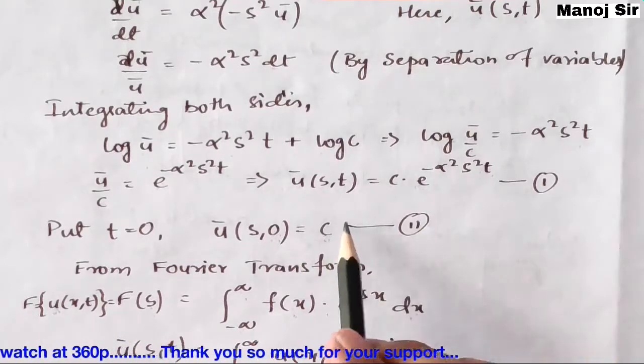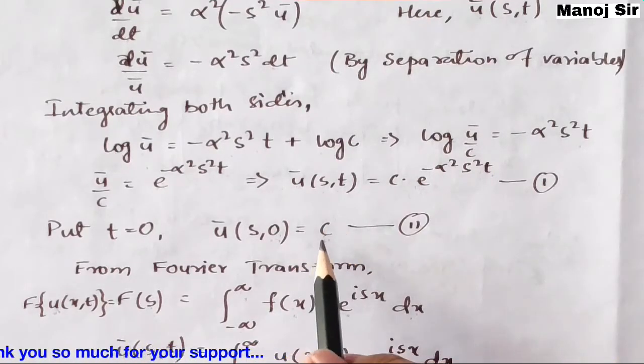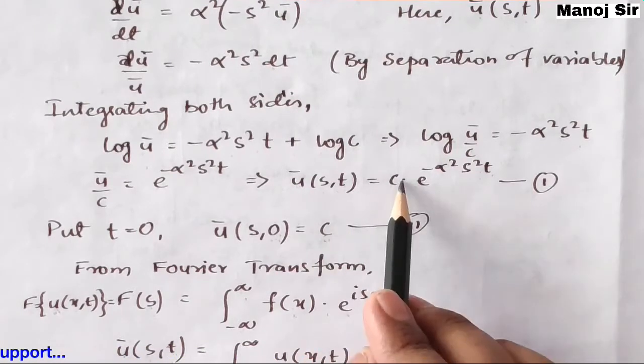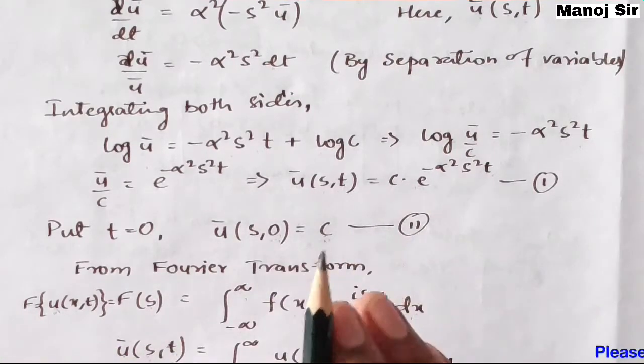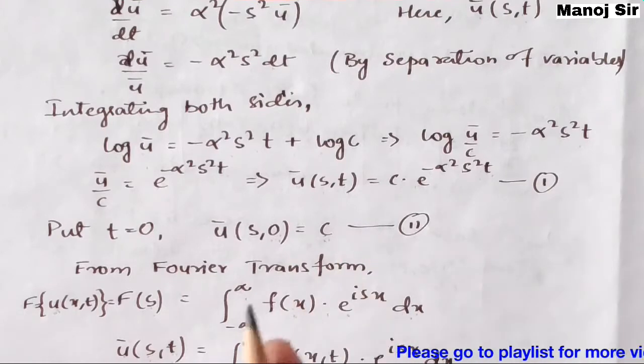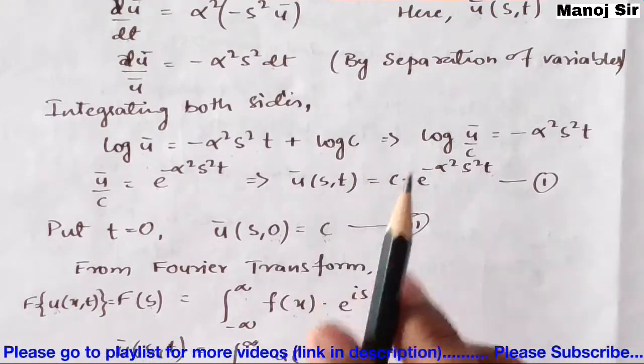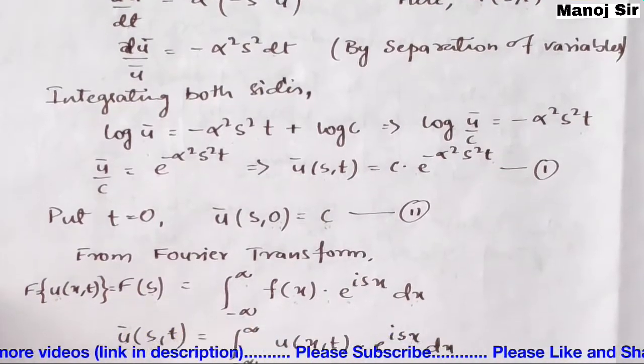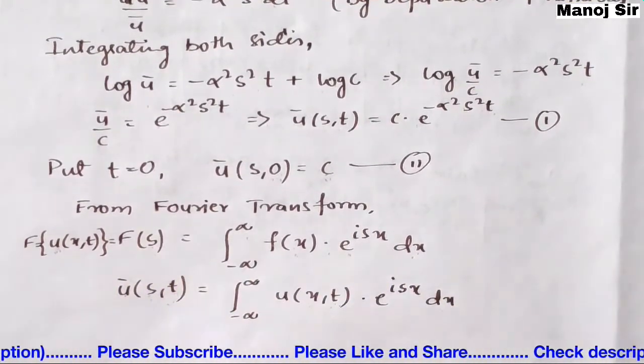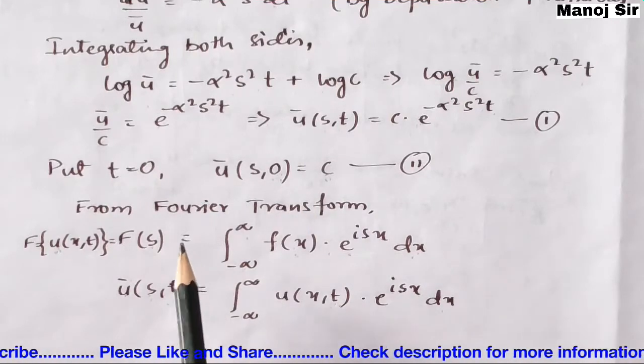Now what I need to do is simply find the value of c. If you find the value of c, simply put the value of c here, and we will apply inverse Fourier transform to get the value of u, which is a function of x and t. So yes, to find the value of c, we will go for Fourier transform.